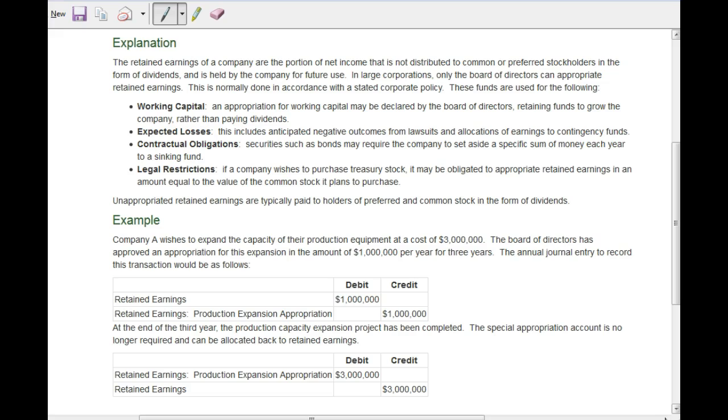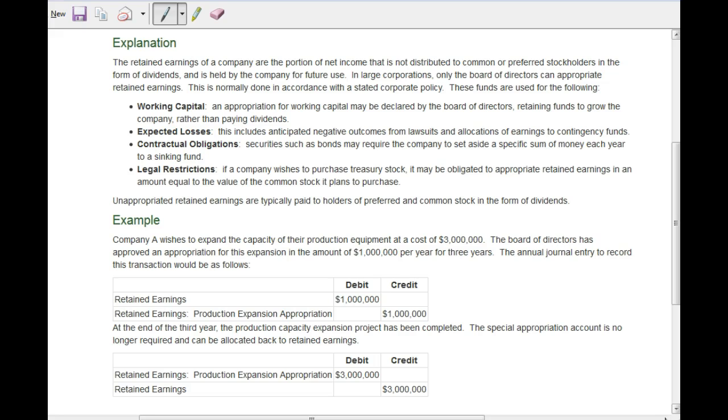It also is a very big indication of dividend policy. So if you have a very large retained earnings, it reflects how much dividends you distribute to your shareholders, because that's a direct deduction from retained earnings.